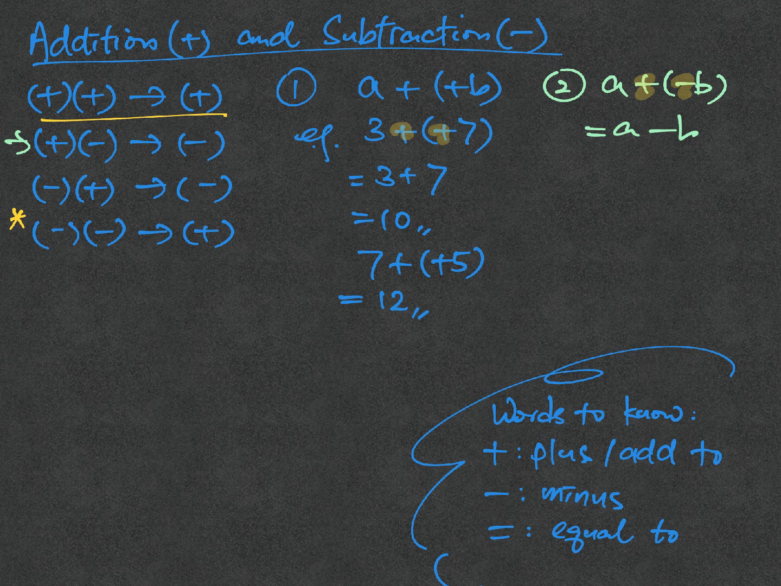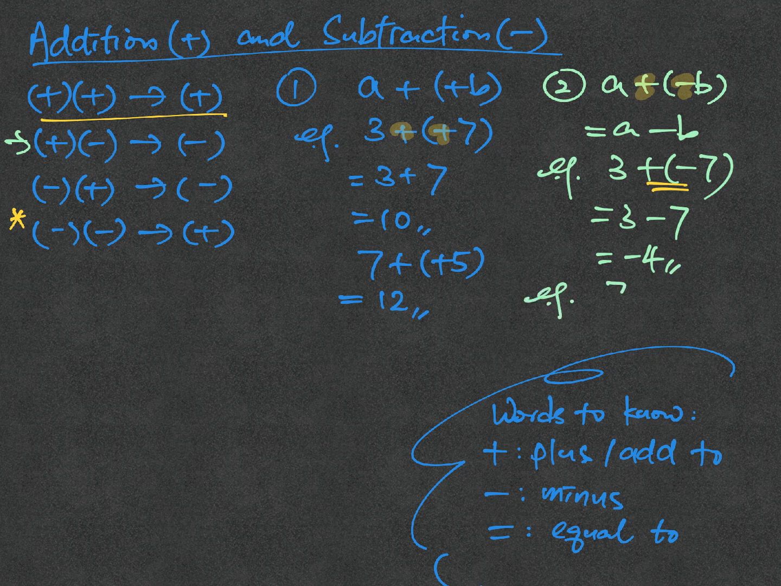Let's take a look at 2 examples. Number 1, how about 3 plus negative 7? According to the rules, plus and minus become a minus. So it's equal to 3 minus 7, which is equal to negative 4. Next, let's have a 3 seconds challenge. How about this one? 7 plus negative 5. 3, 2, 1. It will be equal to 7 minus 5, which is equal to 2. This is rule number 2.